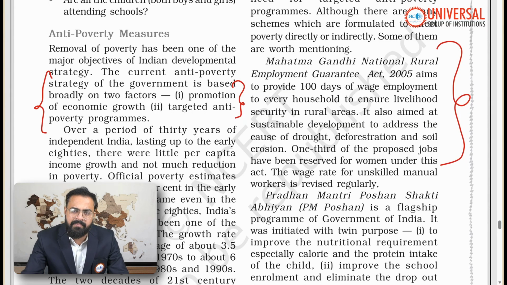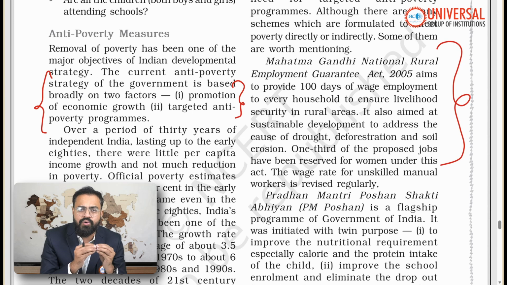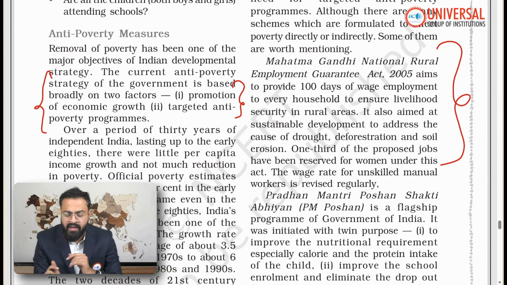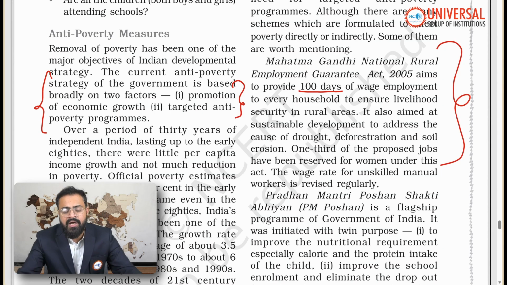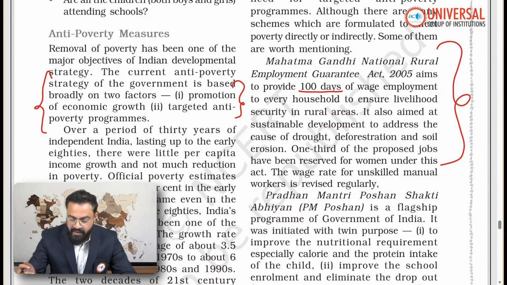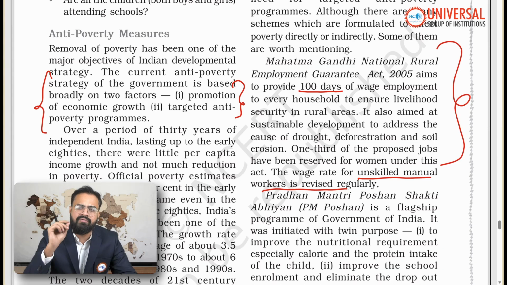On this particular scheme, I have done a very extensive video which is helpful for both preliminary as well as mains examination. So what was the vision of MGNREGA? For all those individuals who are ready to take up unskilled manual work, MGNREGA is going to ensure 100 days of work. This is a centrally sponsored program, and the wage rate for the unskilled manual workers is revised regularly.